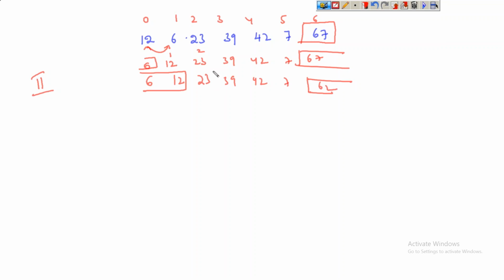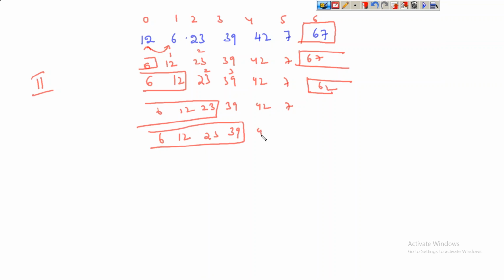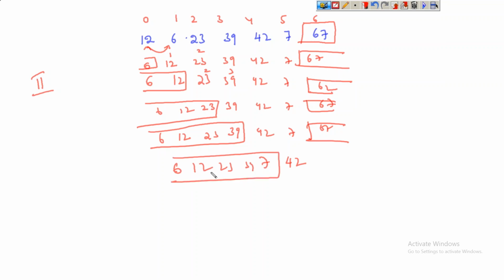Next compare 23 and 39. 23 is less than 39, so no need to swap, let them be as they are. Next compare 39 and 42. Again 39 is less than 42, so it stays like this. Finally compare 42 and 7, which is larger? 42 is larger, so swap these two: 6, 12, 23, 39, 7, 42. These are done. That's it.